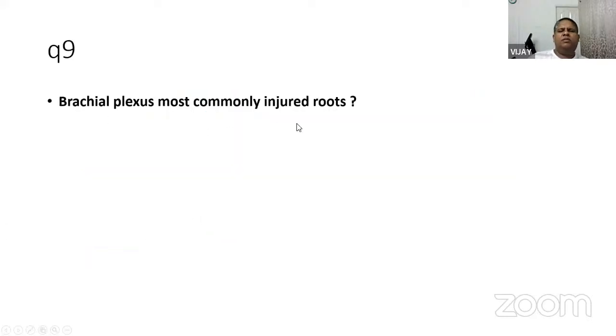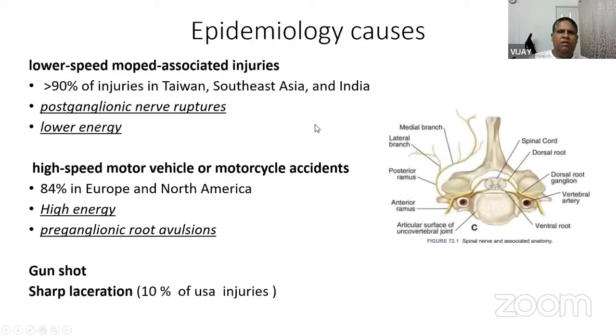In the brachial plexus, which are the most commonly injured roots? According to the epidemiology, in countries like Taiwan, Southeast Asia, and India, low-speed mopeds are usually associated with post-ganglionic nerve ruptures, whereas high-speed motor vehicles, usually seen in Europe and North America, are associated with pre-ganglionic root avulsions. Gunshots and sharp lacerations are the various other causes.